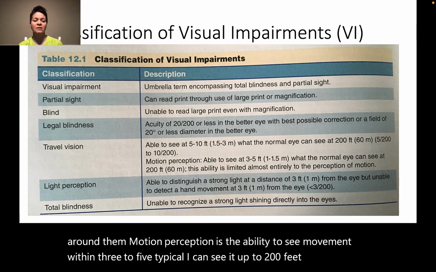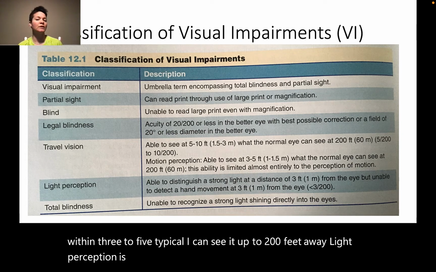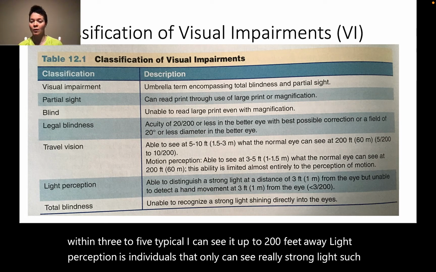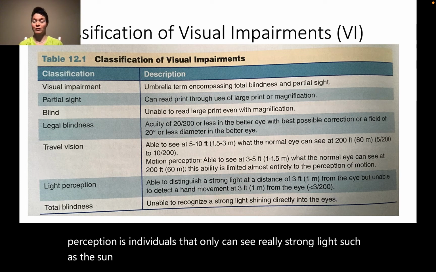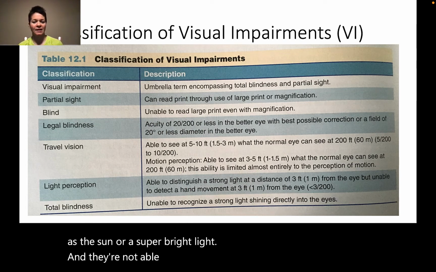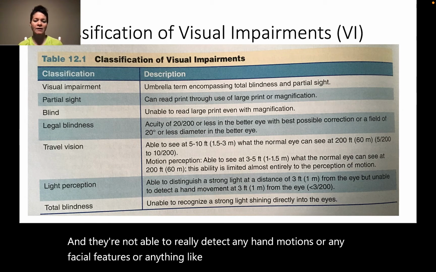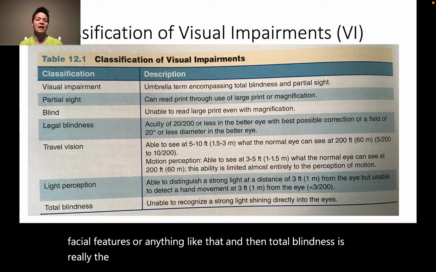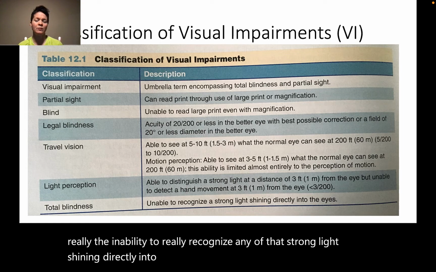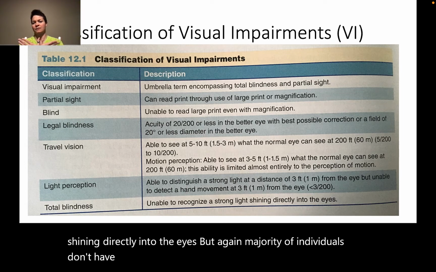Light perception is individuals that only can see really strong light, such as the sun or super bright light, and they're not able to really detect any hand motions or any facial features or anything like that. And then total blindness is really the inability to recognize any of that strong light shining directly into the eyes. But again, the majority of individuals don't have total blackness, even individuals that are classified as blind.